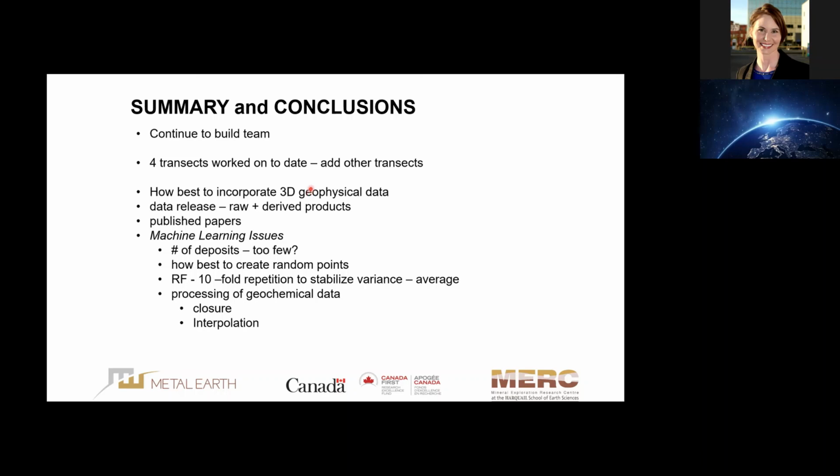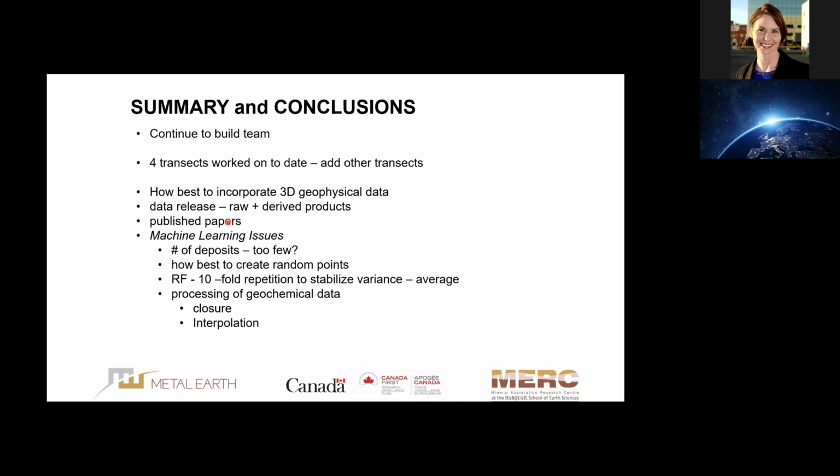The other thing we have to think about as data analytics is how we're going to release this data. Are we going to release the raw data and derived products? And there's always political considerations there, like who owns the data, et cetera. We're looking at obviously published papers. A lot of the people who I'm working with are fairly young and have to publish research papers. So we're looking at that.